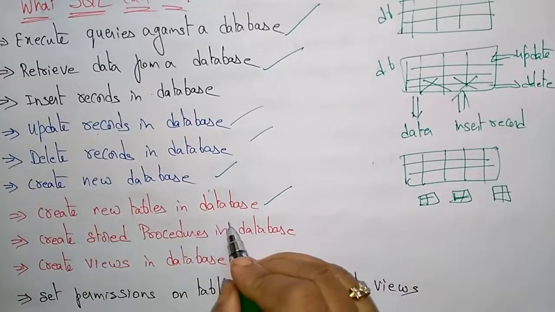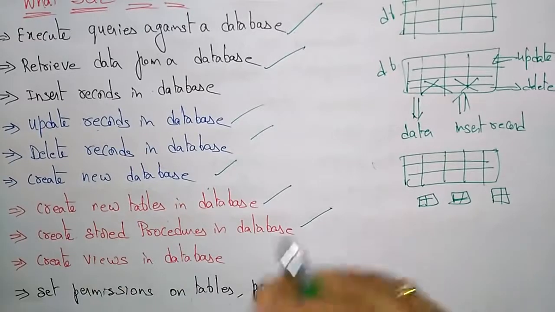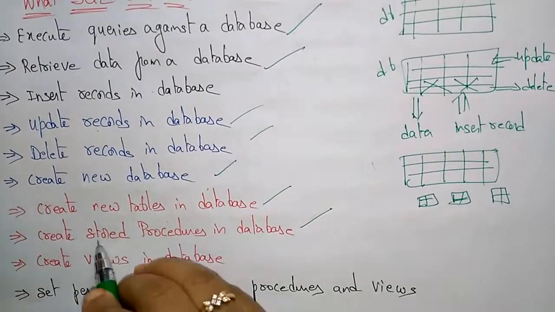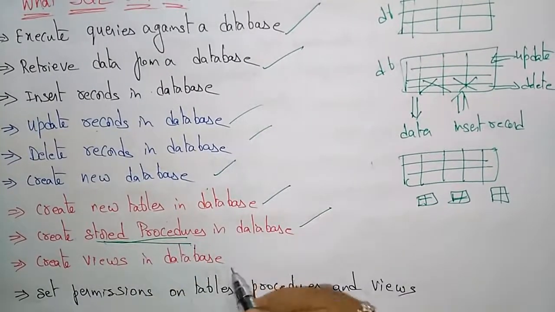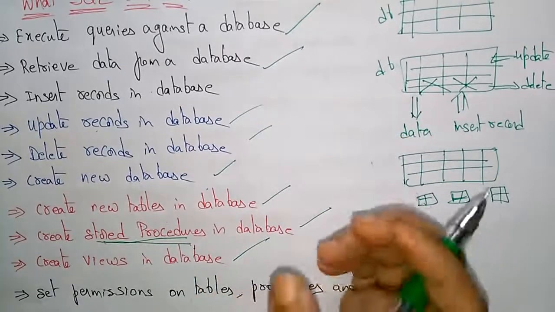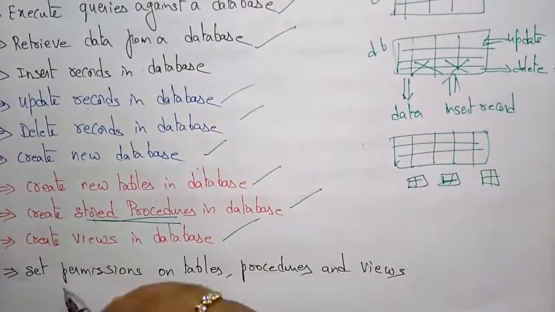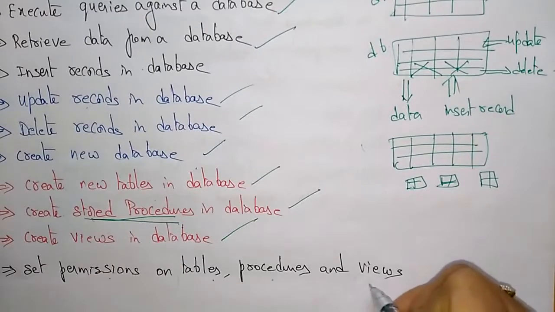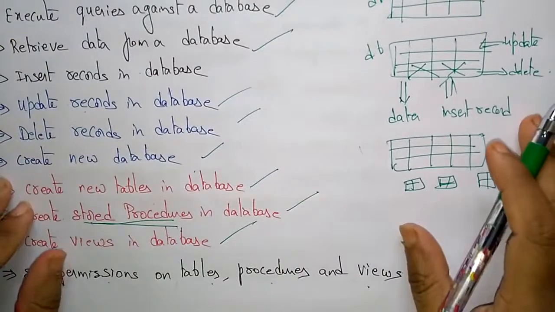Create new tables in database, create stored procedures in database. Not only queries, you can also store procedures, and the procedures can be stored in the database. Create views in a database. A view is a logical structure that can be created in the database. And you can set permissions on tables, procedures and views. All these can be done with the help of the structured query language.